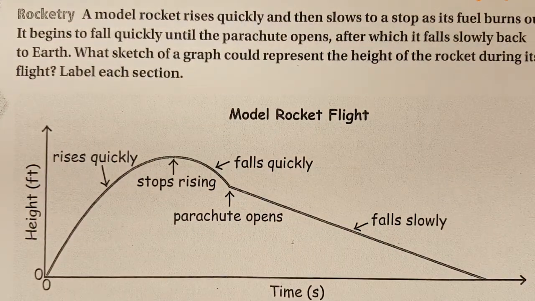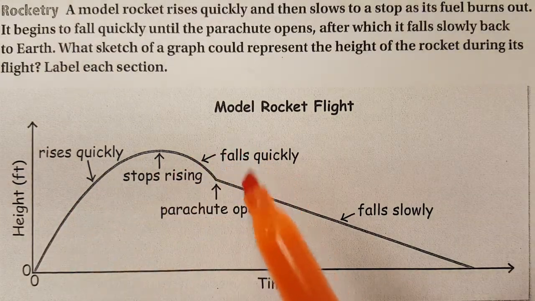A model rocket rises quickly and then slows to a stop as its fuel burns out. It begins to fall quickly until the parachute opens, after which it falls slowly back to Earth. What sketch of a graph could represent the height of the rocket during its flight? Label each section. So here we go. They do a really good job of labeling all this.